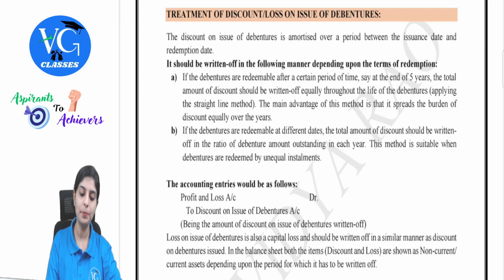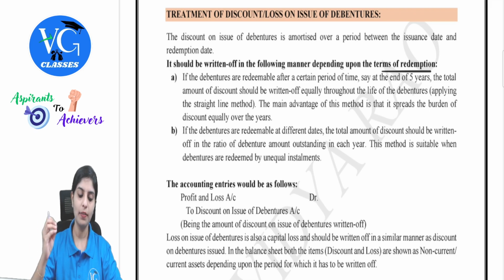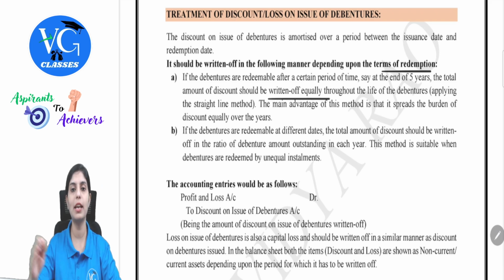So, what does it say? It should be written off in the following manner depending upon the terms of redemption. First, if the debentures are redeemable after a certain period of time, say for example 5 years, the total amount of discount should be written off equally throughout the life of debentures.